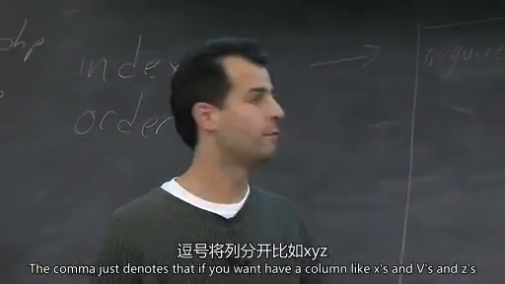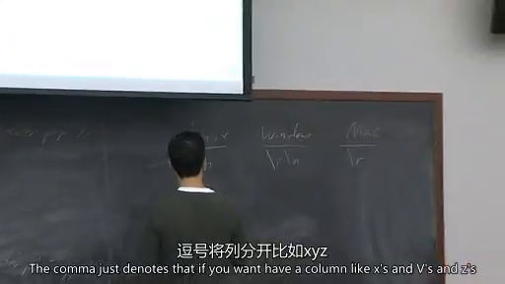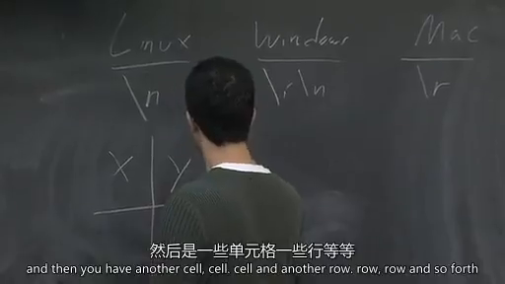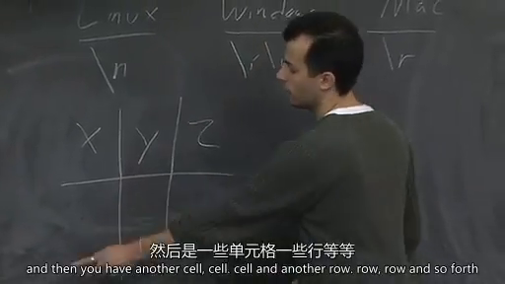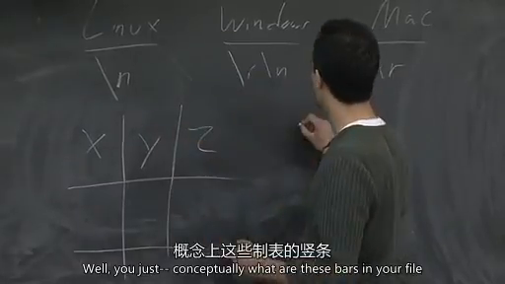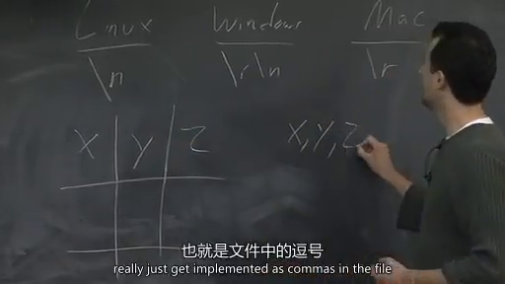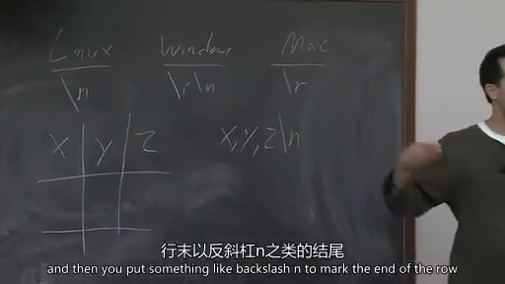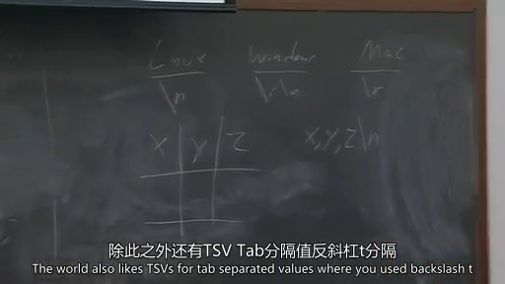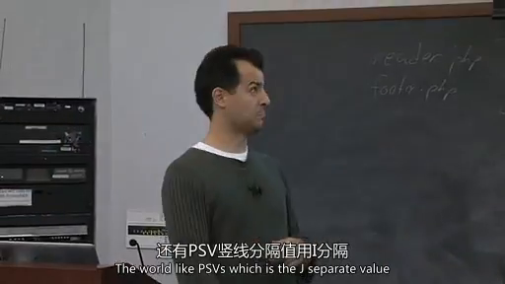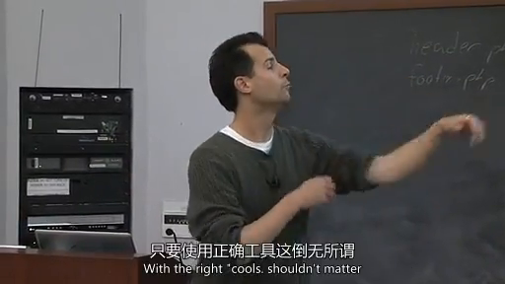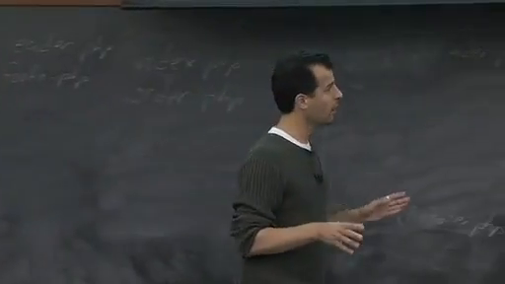The comma just denotes that if you want to have a column like X, Y, Z, and then you have another row, and so forth. Well, conceptually, the bars in your file really just get implemented as commas in the file, and then you put something like \n to demark the end of the row, and you proceed on your way. The world also likes TSVs for tab separated values, where you use \t. The world likes PSVs, which is the vertical bar separated values. I don't know why some people choose one or the other. With the right tools, it shouldn't matter.